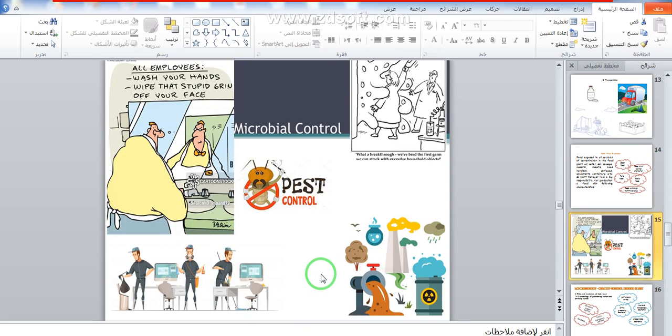In order to achieve these goals, there are many quality control sections established in each food plant. Number 1, pest control section. Number 2, chemical control section. Number 3, cleaning and sanitizing control section. Number 4, microbiological control section. Number 5 is the food handlers, employees, workers, health section.